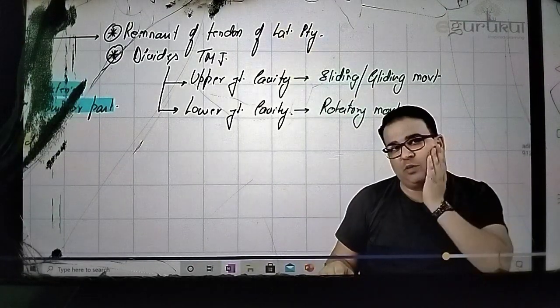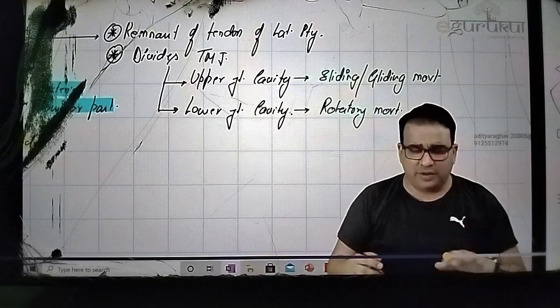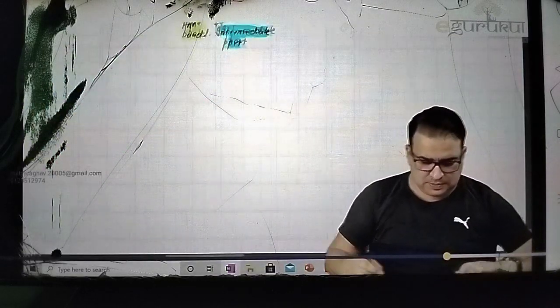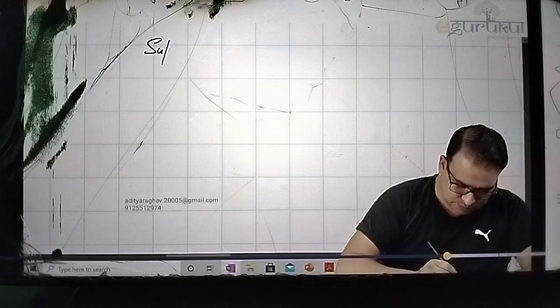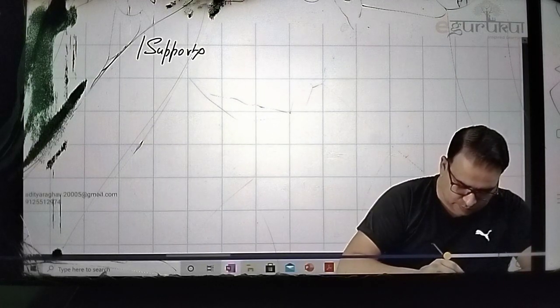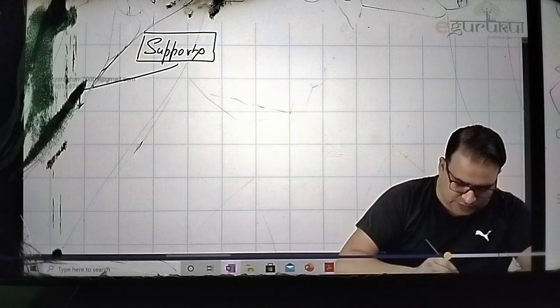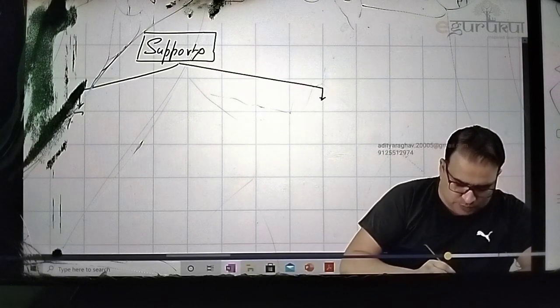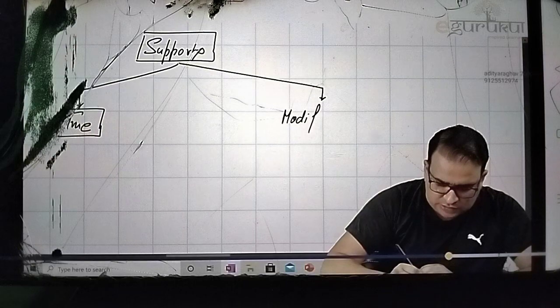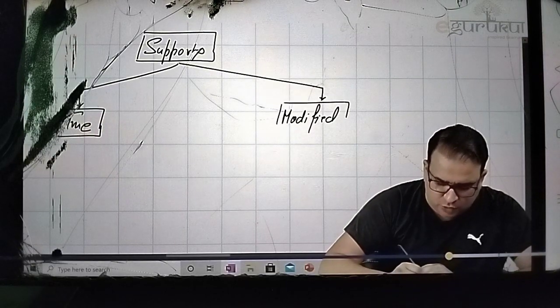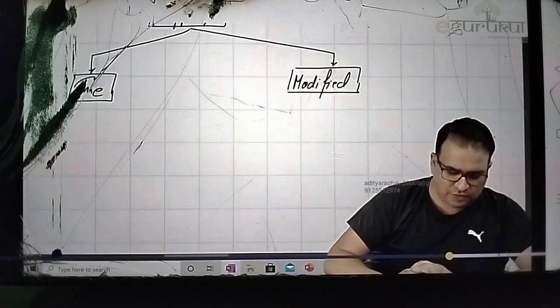Now coming to the supports of the temporomandibular joint. What are the supports of the TMJ? Some ligaments and all that. There are two types of support that you'll see in the temporomandibular joint. One, we have some true supports, and then we have some modified support or false support. If you call it false support or modified support, it doesn't matter, same thing.